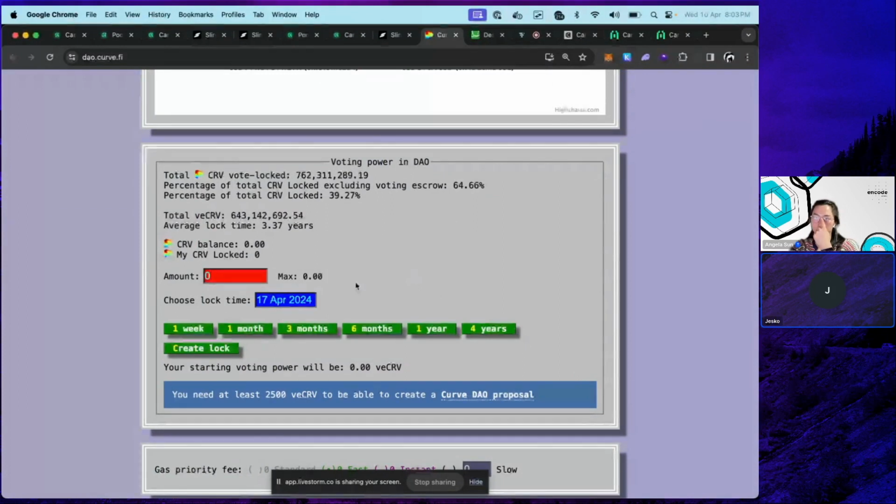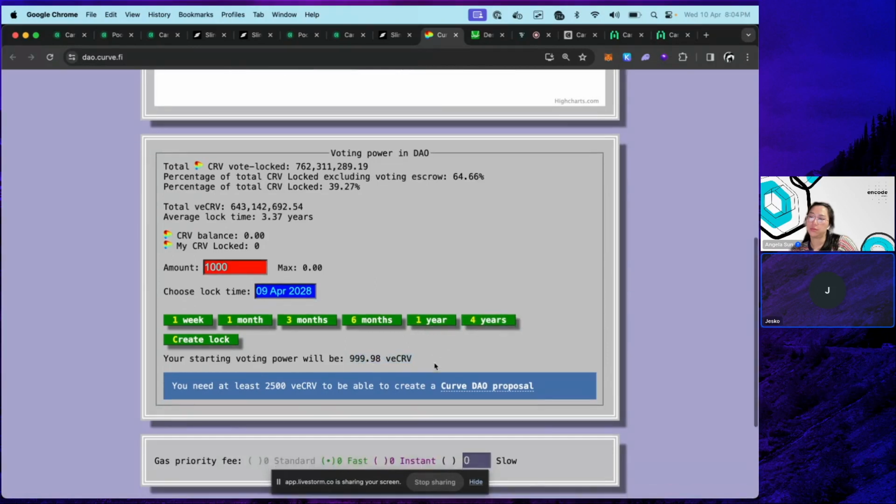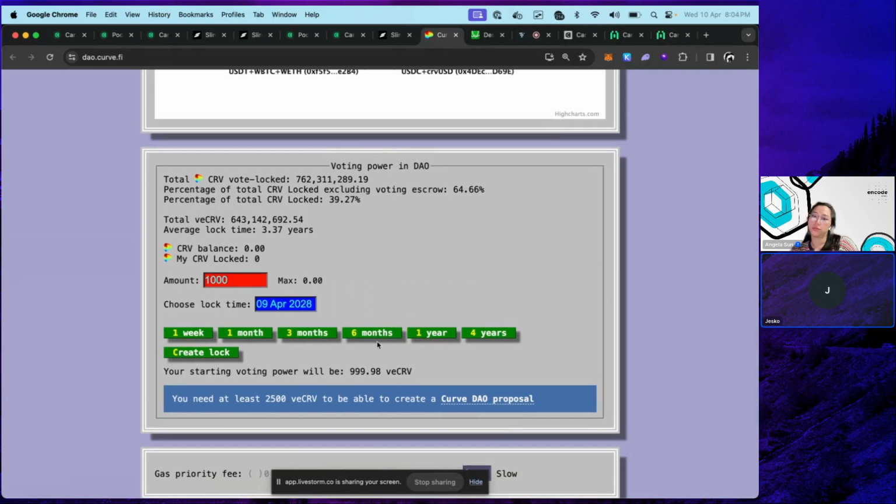The longer you lock the token for, the more voting power you get. So, for example, if I have 1,000 Curve, I lock it for 1 week, my voting power is going to be 7 Curve. But if I lock it for 4 years, my voting power is going to be around 1,000 Curve, right? 1,000 VE Curve. So that's a lot. You also need VE Curve to create a proposal.